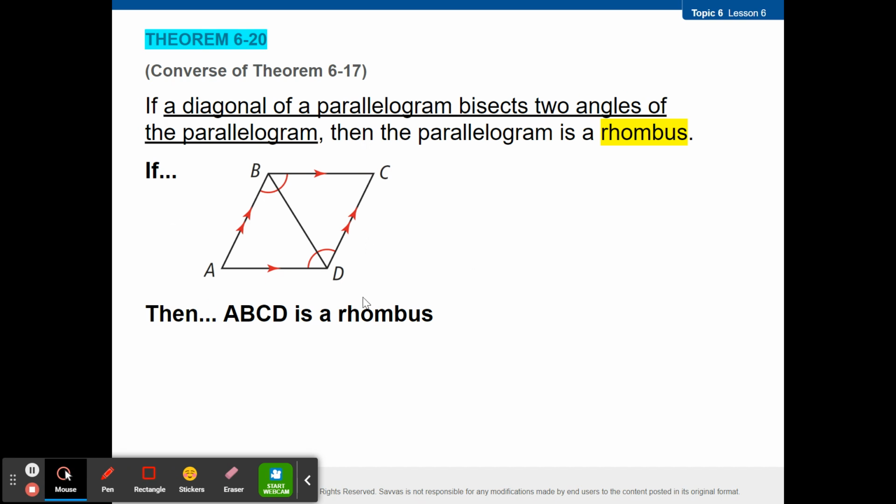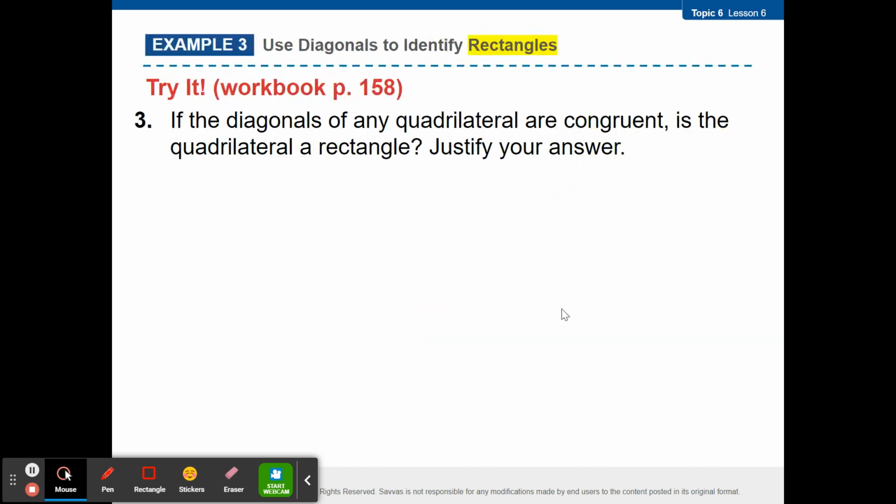All right, anybody still writing this down? All right, so try number 3. If the diagonals of any quadrilateral are congruent, is the quadrilateral a rectangle? Justify your answer. What do you guys think? Yes. How do we know? Okay, that's one of the rules for a rectangle. Anything else?